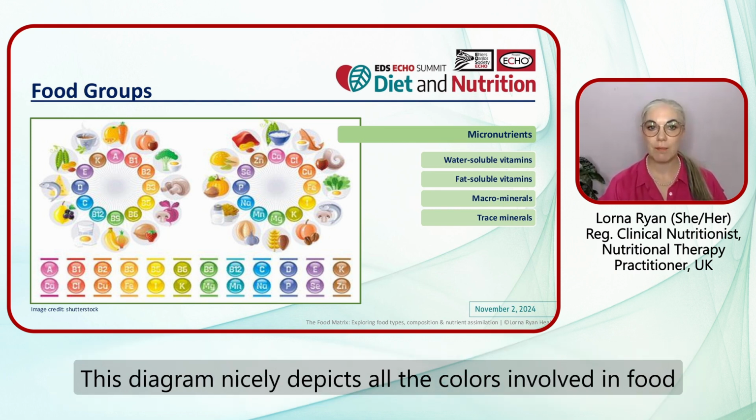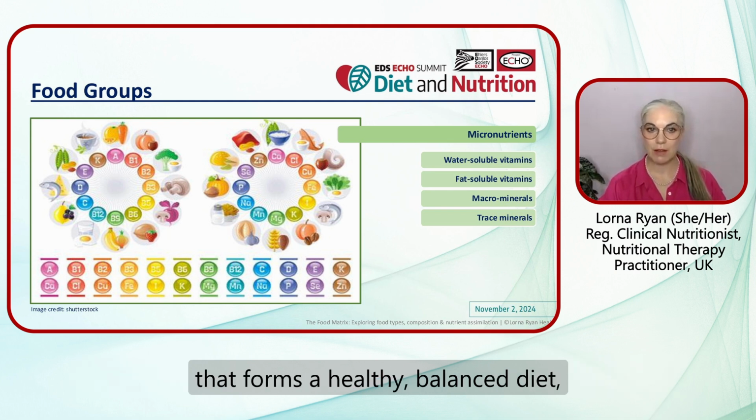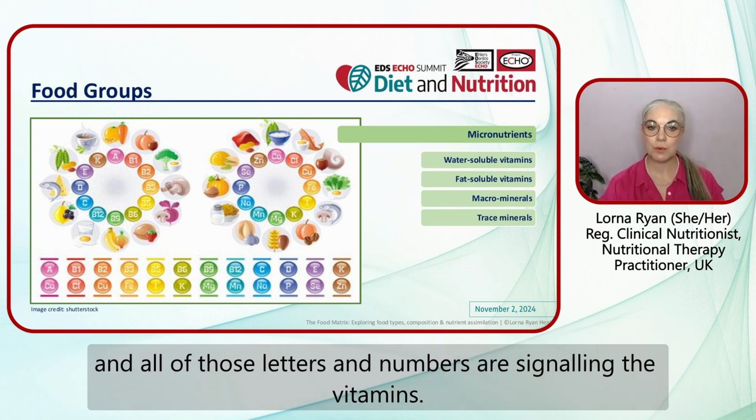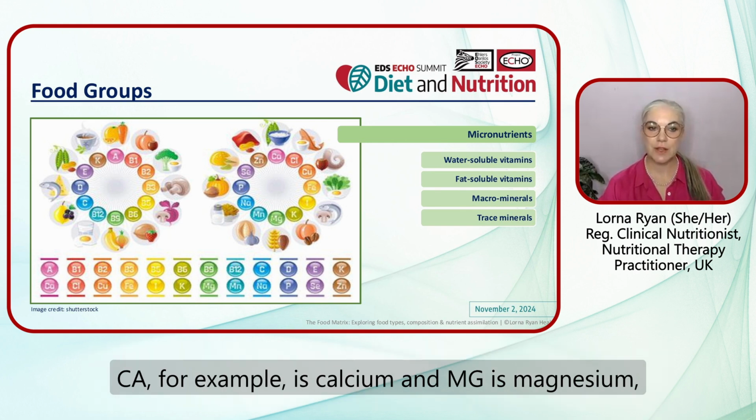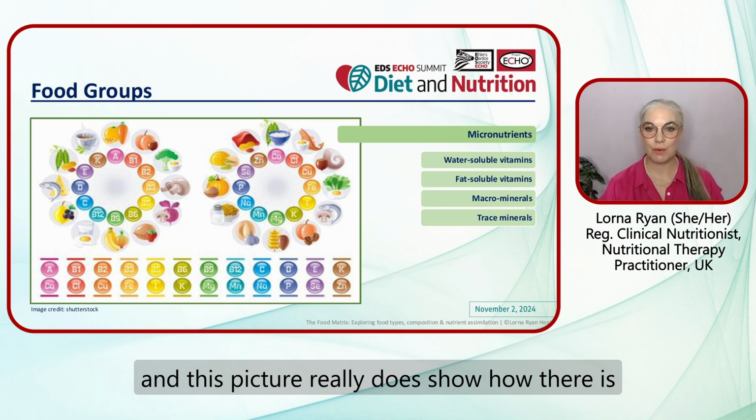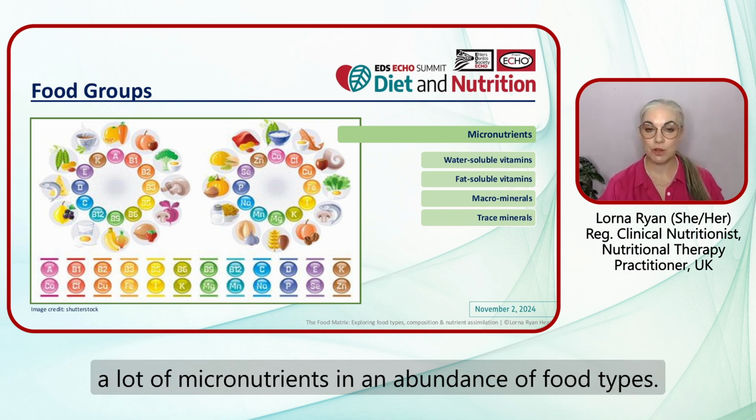So this diagram nicely depicts all the colours involved in food that forms a healthy, balanced diet. And all of those letters and numbers are signalling the vitamins and minerals. So Ca, for example, is calcium and Mg is magnesium. And this picture really does show how there's a lot of micronutrients in an abundance of food types.